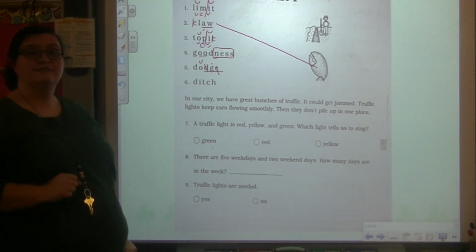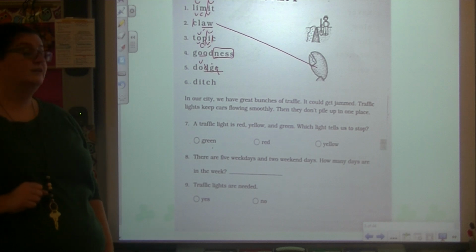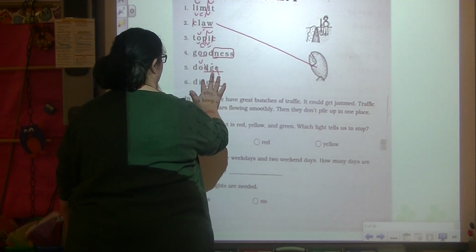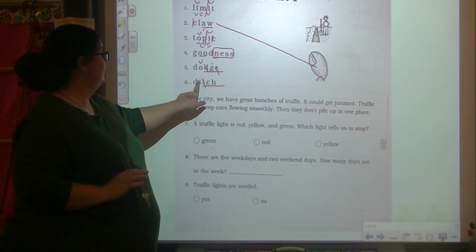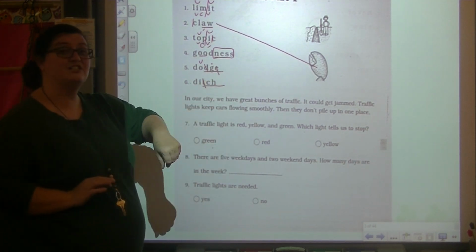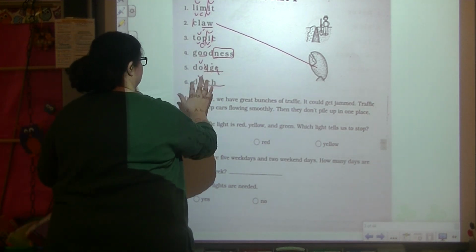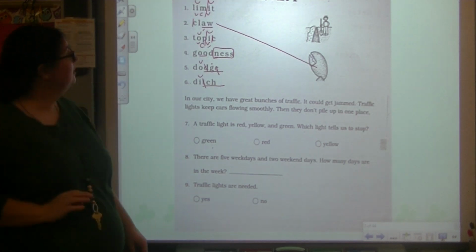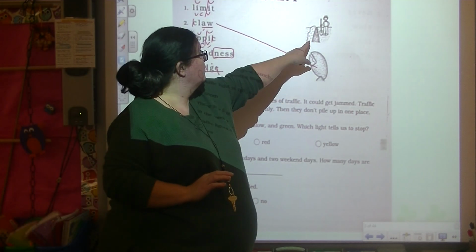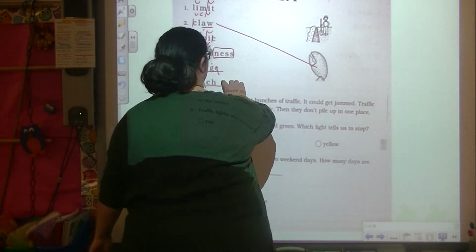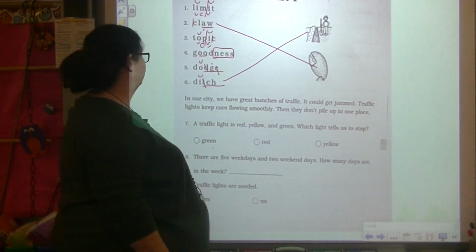Number 5. Trigraph T-C-H. If we're spelling with T-C-H, the vowel is automatically short. All right, the man used a shovel to dig a ditch.